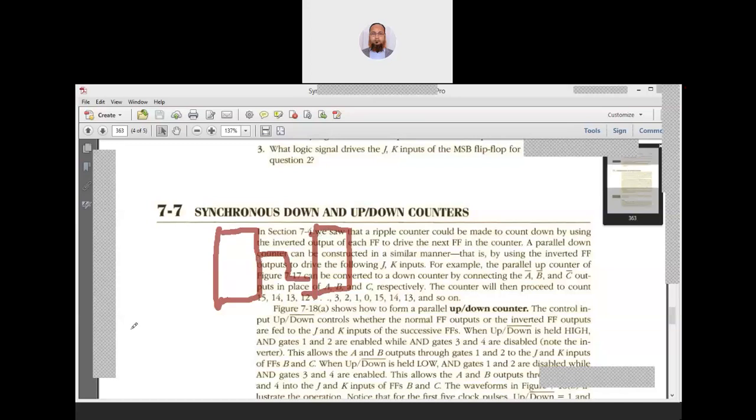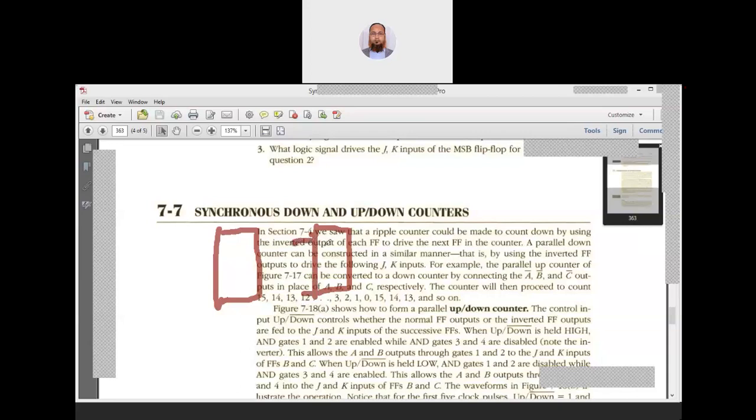Okay, so the same thing holds here. When we want to use down counters in the synchronous mode, what we have to do is use the complement outputs.